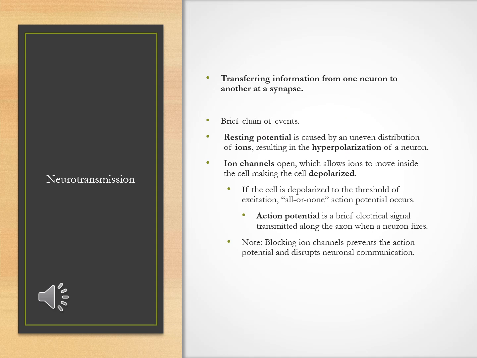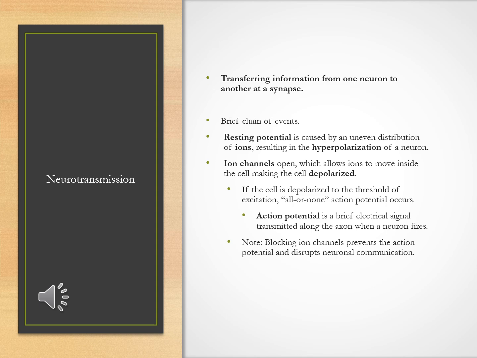So an essential process for neural communication is the action potential. The action potential occurs as a result of the opening of ion channels, and that allows electrically charged particles called ions to move inside the cell. This change moves the cell's membrane away from its resting potential to a more positively charged voltage.